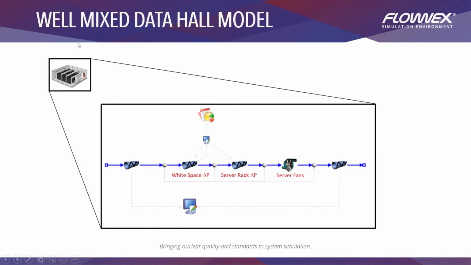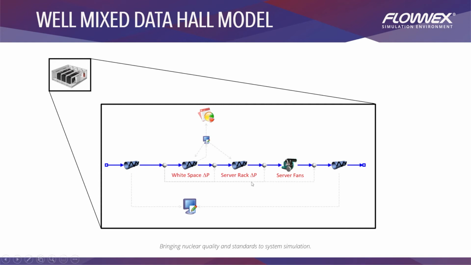Looking at that well-mixed data hall model in a little bit more detail, you can see that it's made up of three major parts here in the middle. We have a pressure drop for the white space. This is the pressure drop inside of the ducting from the CRAs to the white space, and the ducting, say, from the hot aisle containment back to the CRAs, as well as some turbulence losses inside of the white space as the air is flowing around the server rack.